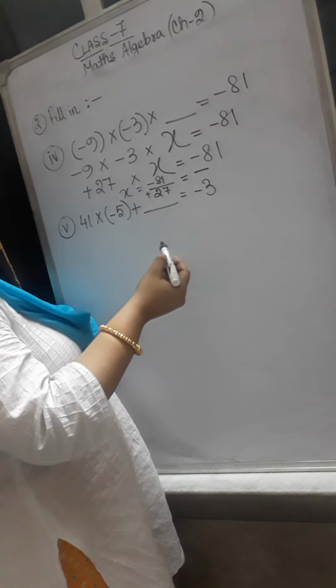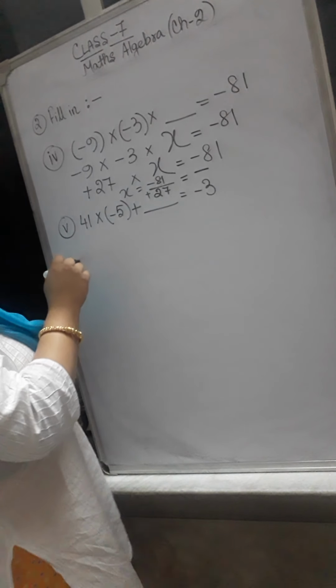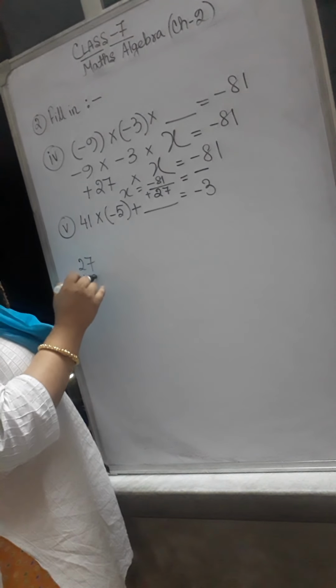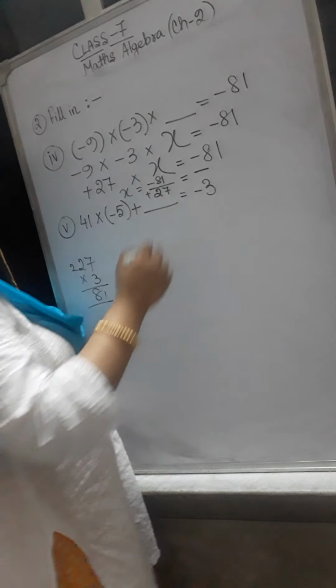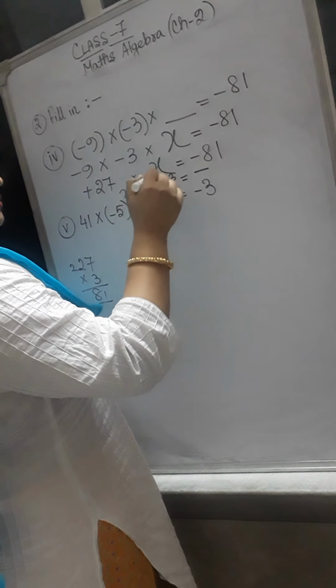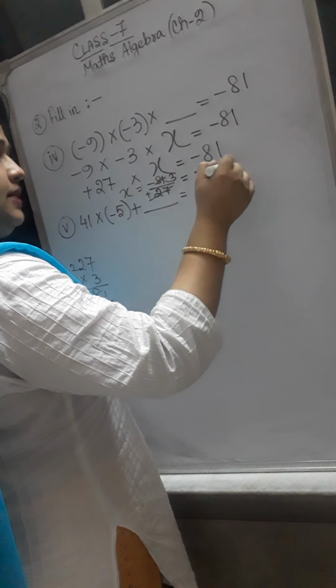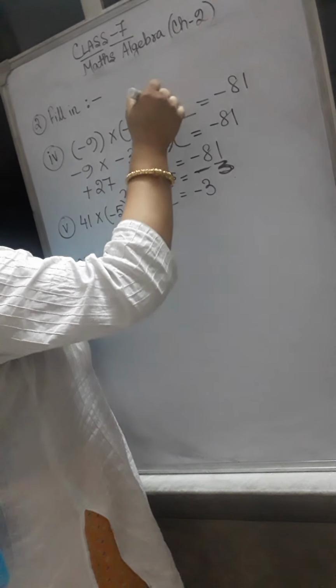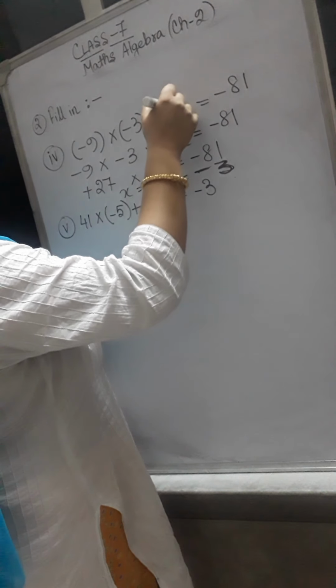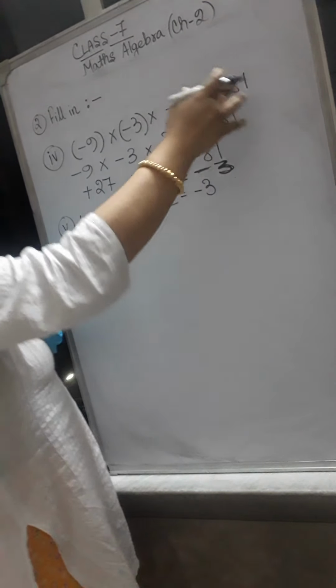You can cancel it with 3 or directly with 27. 27 into 3 gives you 81. So this is minus 3. So the x value, or the unknown value, is equal to minus 3. So with these two numbers, if you multiply minus 3, you will get minus 81.